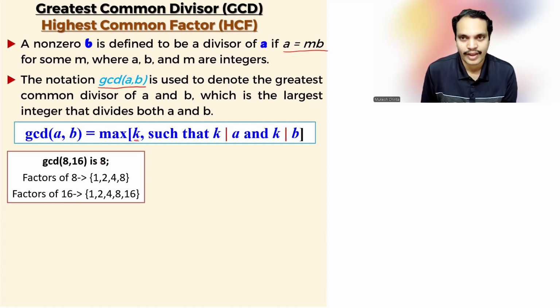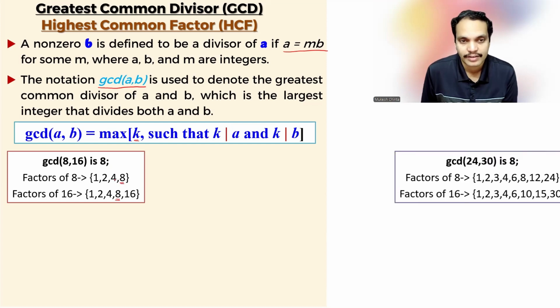There are many ways of calculating GCD, or finding out the greatest common divisor. This is one easiest way because these two are relatively simple and easy numbers. What are the factors of 8? 1, 2, 4, 8. What are the factors of 16? 1, 2, 4, 8, 16. Now, if you look at these two, what is the common and the highest number? 8. So the GCD of 8 and 16 is 8.